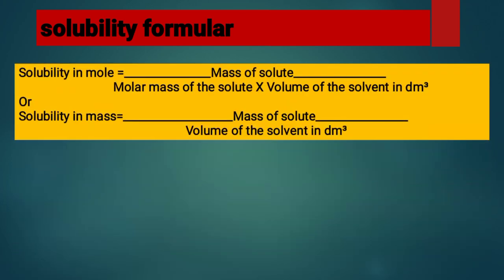So we go for the solubility formula. When we look at the solubility formula, I have solubility in respect to mole. I have it as mass of solute over molar mass of solute times volume. Mind you, this mass of solute over molar mass is the same thing as mole. So we can actually write it as mole over volume of the solvent. If you are dealing with the solubility of mass, that is, we want to use mass per dm cube, we can use it as mass of the solute all over volume of the solvent. So note that mole is the same thing as mass over molar mass. Please grab that idea, it is very, very important.